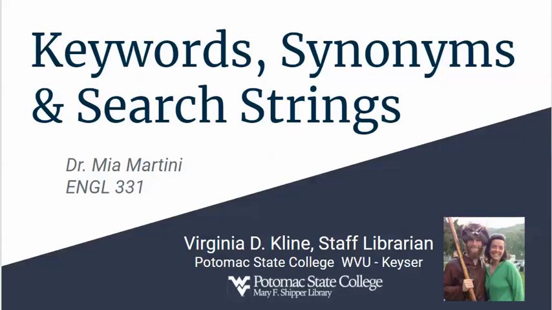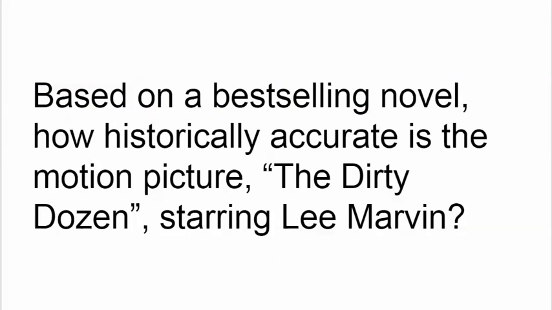When searching for sources, getting relevant results depends on how well you design your search to begin with. You want to use good keywords and lots of synonyms to create your search strings. So, if your question is, based on a best-selling novel, how historically accurate is the motion picture The Dirty Dozen starring Lee Marvin? Do I type as much information as possible into the search box?